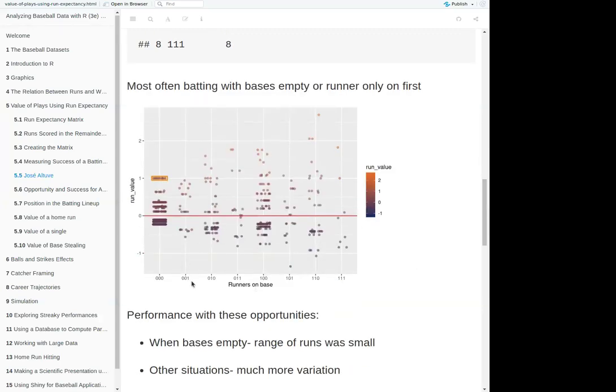So we can see that when the bases are empty, the range of runs is small. With the extra flag, this orange box here with a run value of 1 is indicating a home run, and that will come up a little later on as well. But bases empty, we have a small range of runs. In other situations, we have much more variation, especially as we get to these latter instances of someone on first and second and the bases loaded. I thought this was really interesting to see how, again, the change in the runners on the bases really impacts that run value and the opportunities.